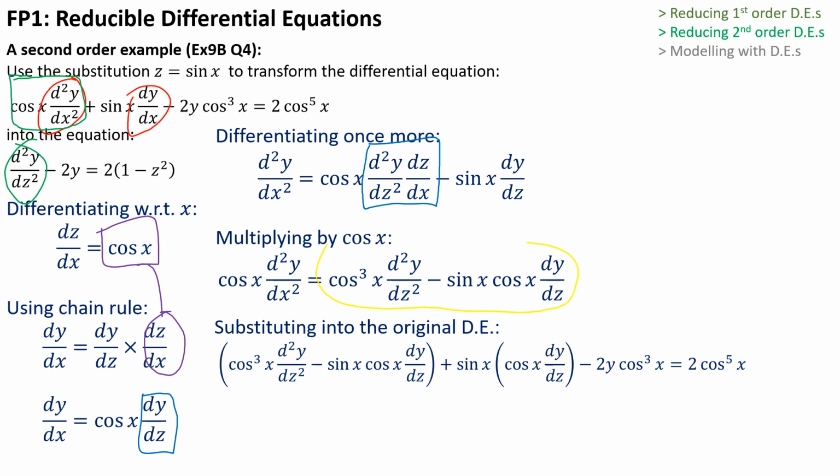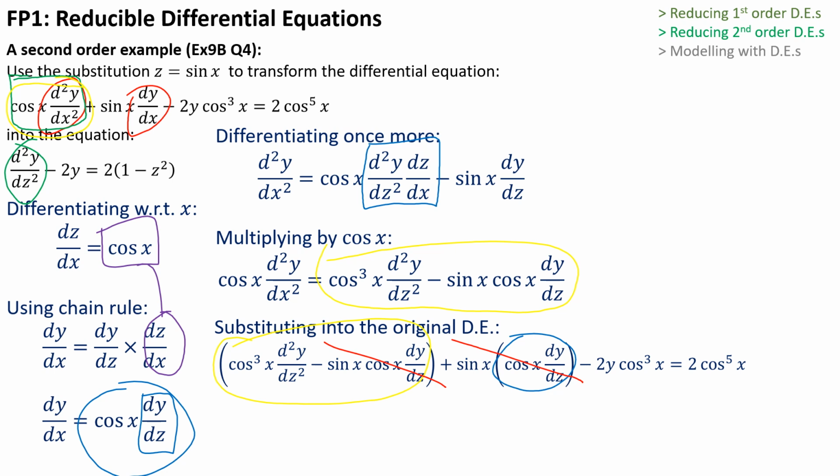So this stuff here is the very first term. This is cos x d2y by dx squared. We also have sin x times dy by dx. And remember that dy by dx is cos x dy by dz. The rest is written as is. Now straight away, if you're paying attention, you'll see a couple of things cancel out. We've got a sin x cos x dy by dz and a minus sin x cos x dy by dz. So those two disappear, and that's why the first derivative doesn't appear in the final iteration of the differential equation, the one that we're working towards.